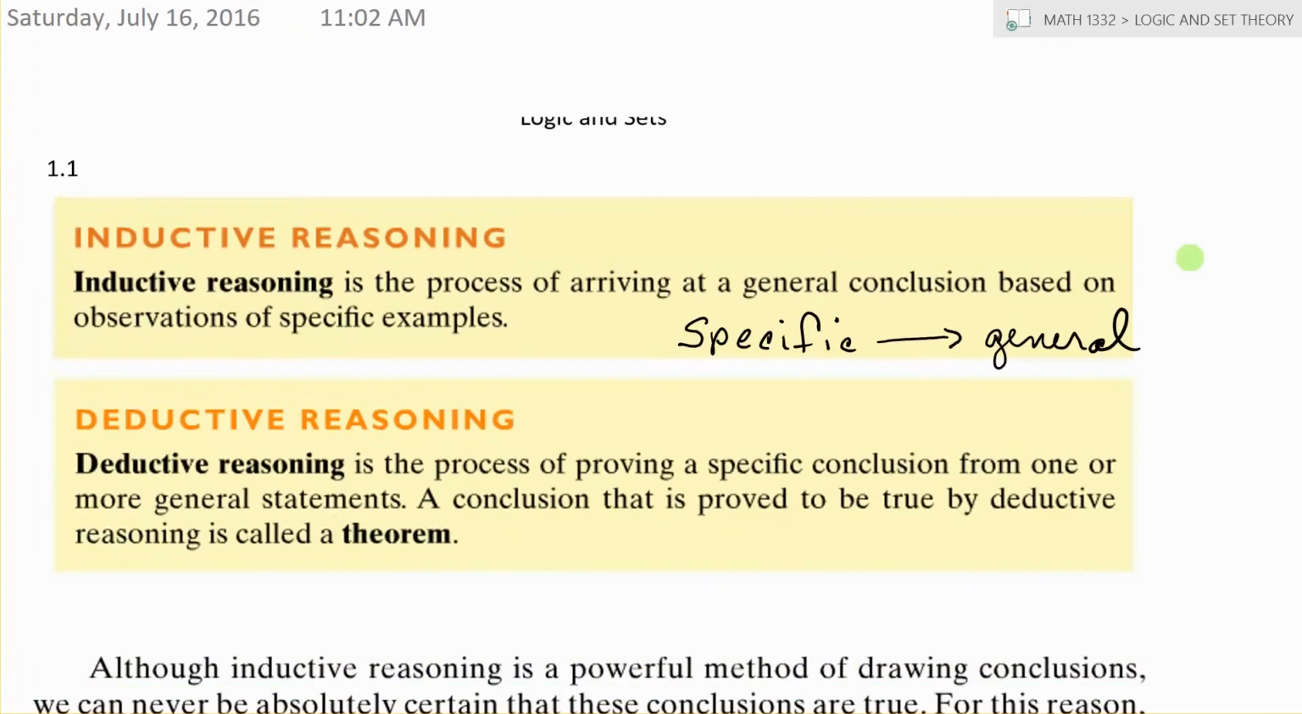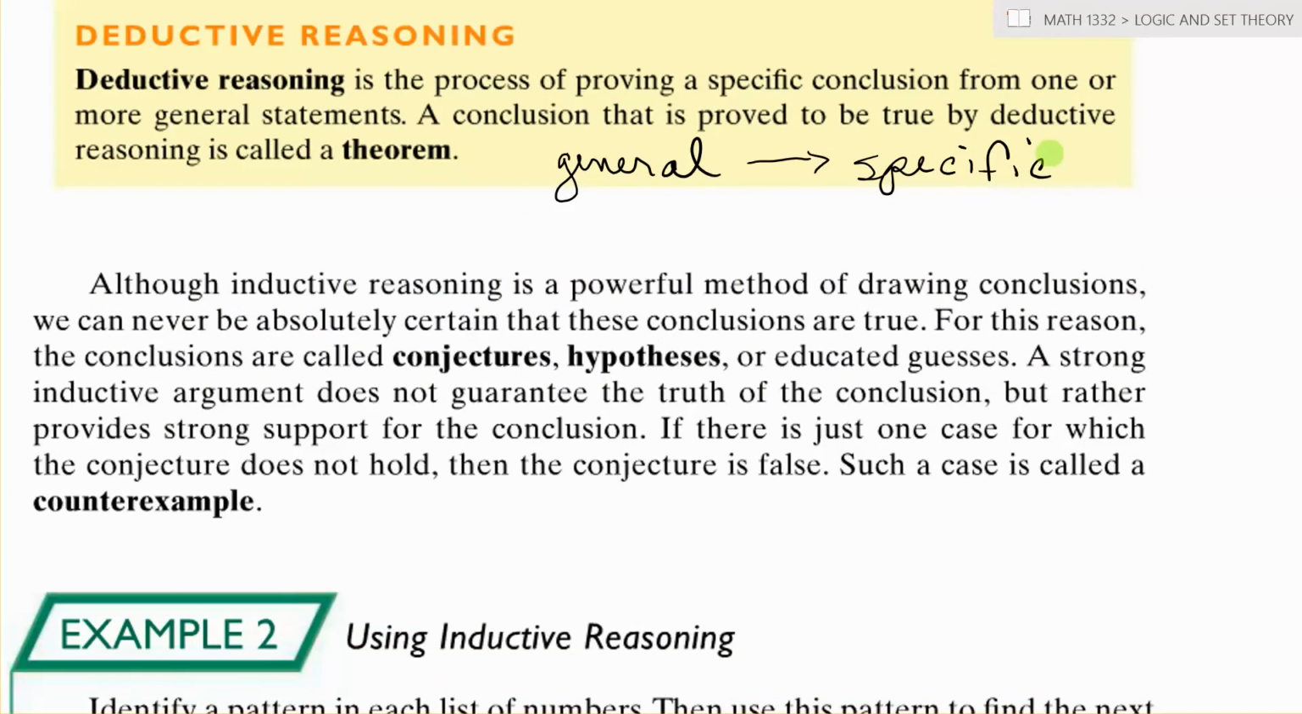Next, we will look at deductive reasoning, and it is the process of proving a specific conclusion from one or more general statements. A conclusion that is proved to be true by deductive reasoning is called a theorem. With deductive reasoning, we go from general to specific. Let's look at a couple of examples. First, we'll talk about inductive reasoning.